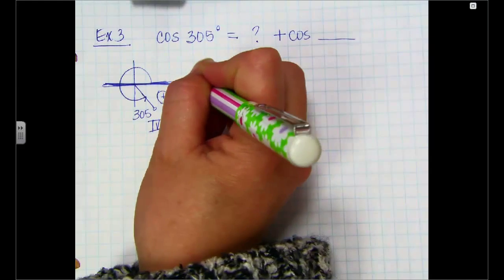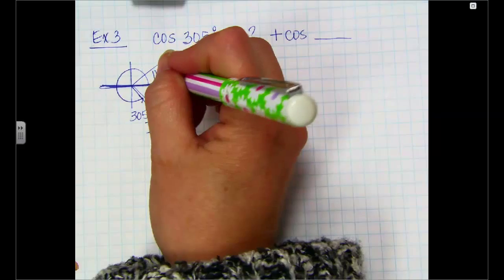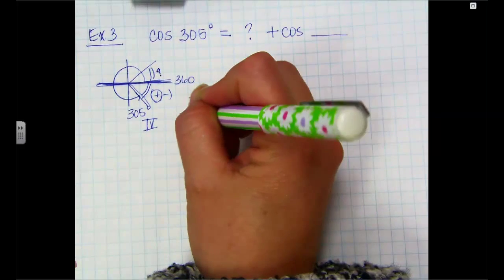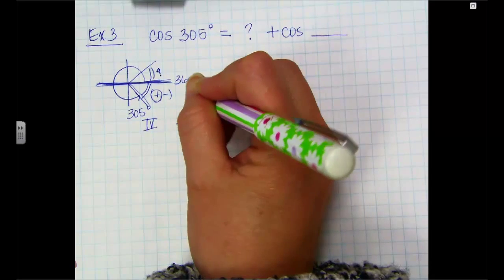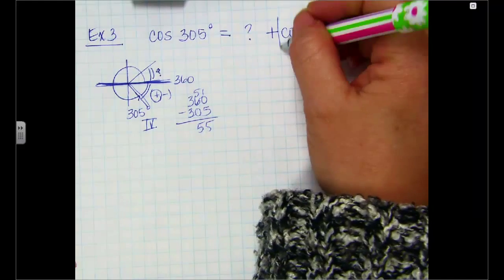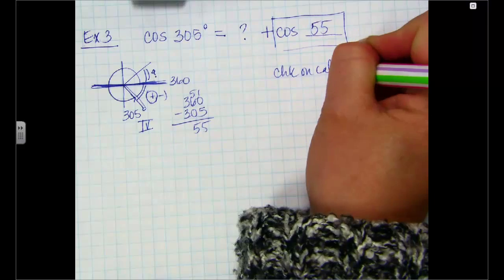Again, the x-axis is like our magic line, and then on the right side it's 360. So how far away is 305 degrees from 360? Well, the quadrant 4 rule is 360 minus 305, which gives me 55. And I'm done. Cosine of 305 is equal to the positive cosine of 55.